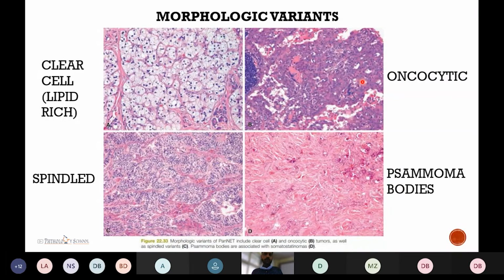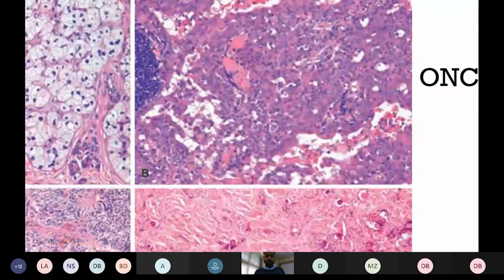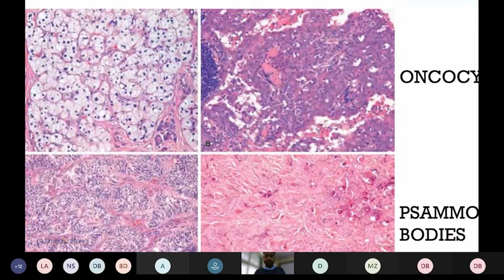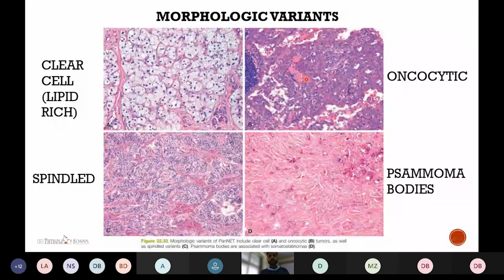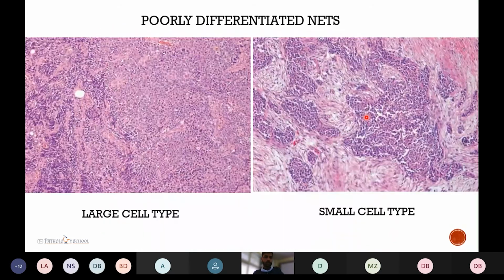The oncocytic variant which is there, you can see abundant eosinophilic cytoplasm here. It resembles more like the hepatocellular carcinoma. So it should not be misdiagnosed as primary hepatocellular carcinoma. This is the oncocytic change. Then you can also see the spindle change, and then calcification may be present as Psammoma bodies, which are concentric lamellated calcified structures. Another morphologic variants may include increased mucin production and black pigmentation due to lipofuscin type of granules.